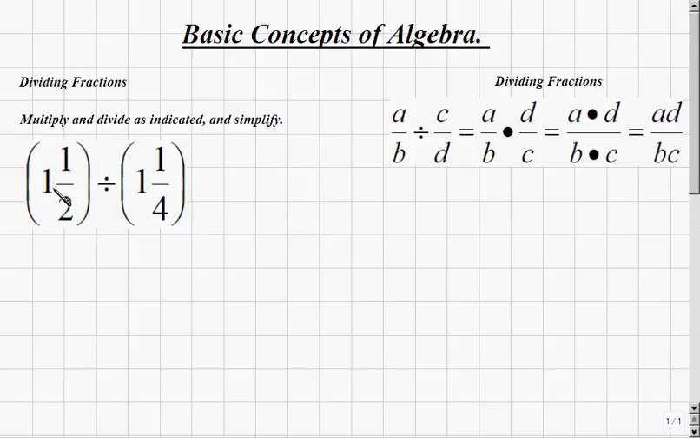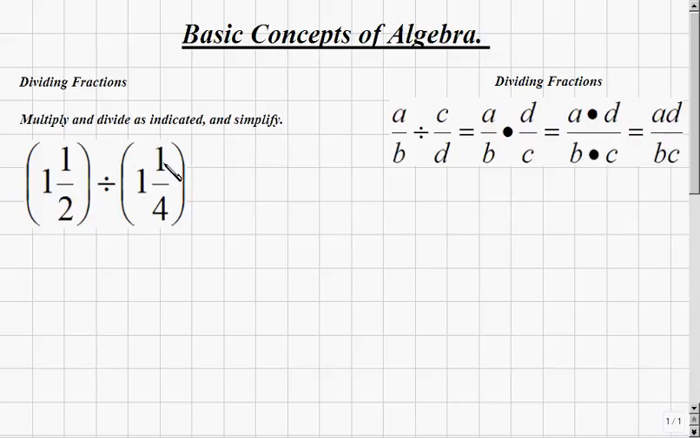Let's divide the fractions 1½ by 1¼ and simplify our results. To do it, we'll take each mixed number and convert it to an improper fraction. Once we have an improper fraction, we'll use our rules for dividing fractions to find the result.